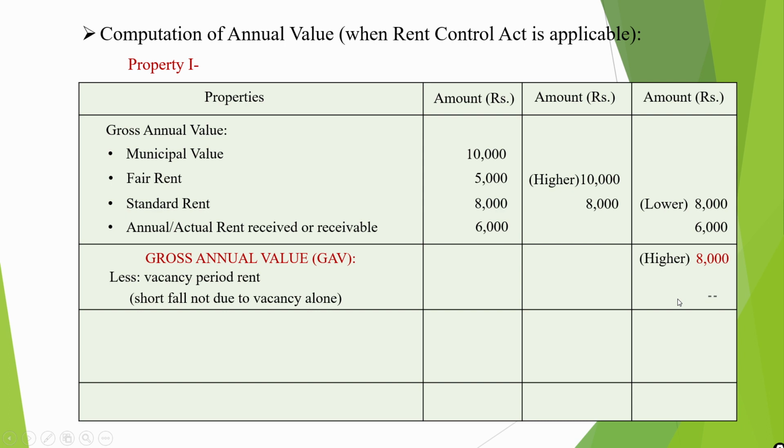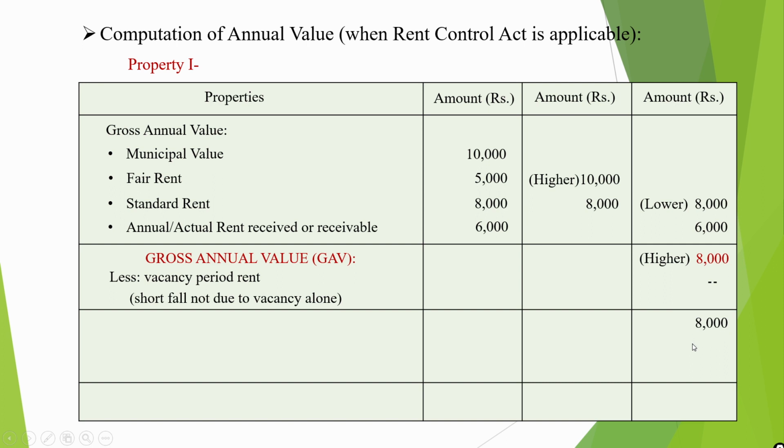Even though this house property 1 is vacant for 1 month, the shortfall is not due to vacancy alone. That's why you cannot deduct the vacancy period rent from gross annual value. That's why adjusted GAV in this property is rupees 8,000.